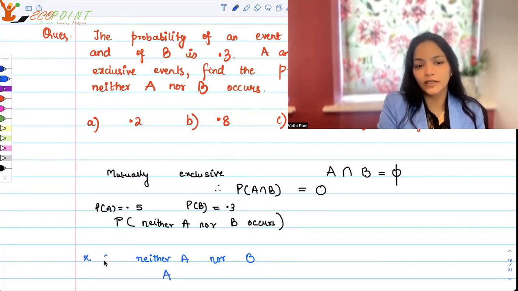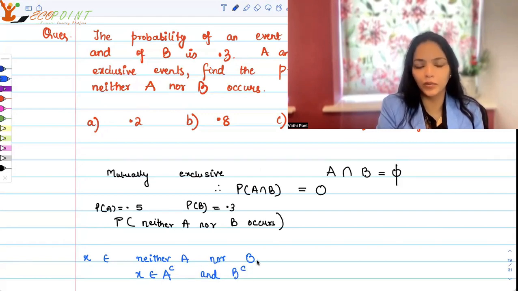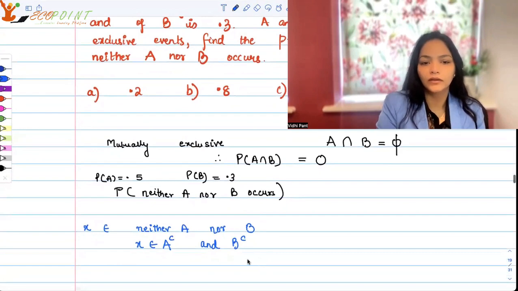Let me take X belongs to neither A nor B. Okay, let's talk in terms of set theory. X belongs to, if it's not in A, it is in its complement. So X belongs to A complement and B complement. That's because we are talking about neither A nor B, so it cannot be in both. So X belongs to A complement and B complement.